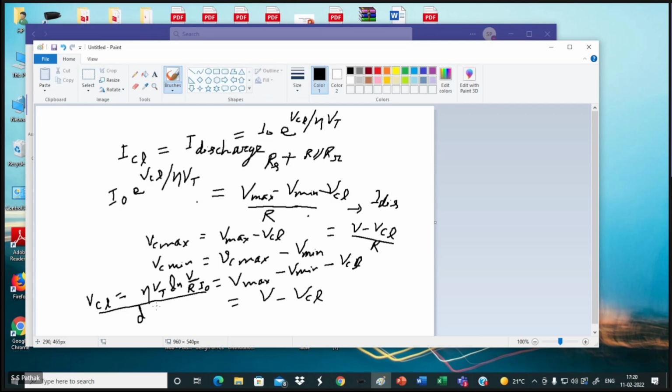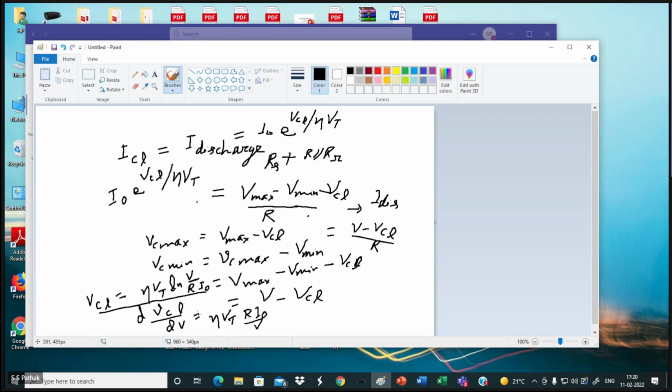What is my dVCL by dV, let us say? I do like that. It needs a VT. I think you know how to differentiate. I need not expand it: it is eta VT divided by V.